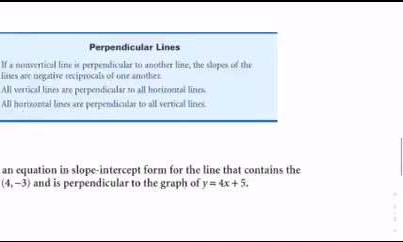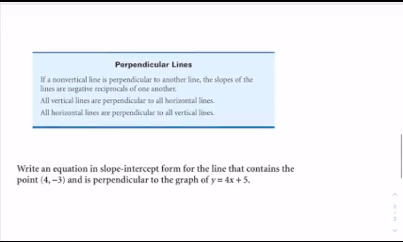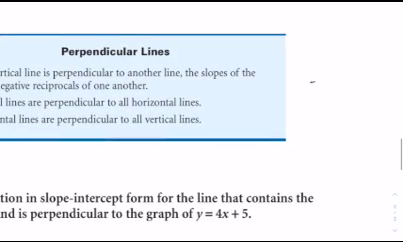Now to perpendicular lines. If a non-vertical line is perpendicular to another line, the slopes of the lines are negative reciprocals of one another. Negative reciprocal basically means that if you have a -2, the negative reciprocal would be 1/2. And if you have a slope of 2, then the negative reciprocal would be -1/2. So basically you're multiplying by the negative and putting it under or over a fraction.